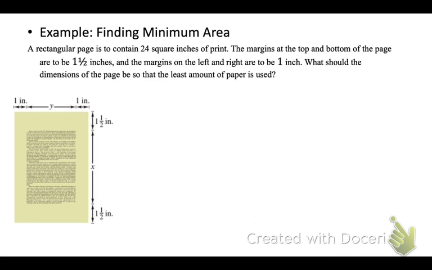Is to contain 24 square inches of print. The margins at the top and the bottom of the page are 1.5 inches. The margins on the left and the right are 1 inch. What should the dimensions of the page be so that the least amount of paper is used?